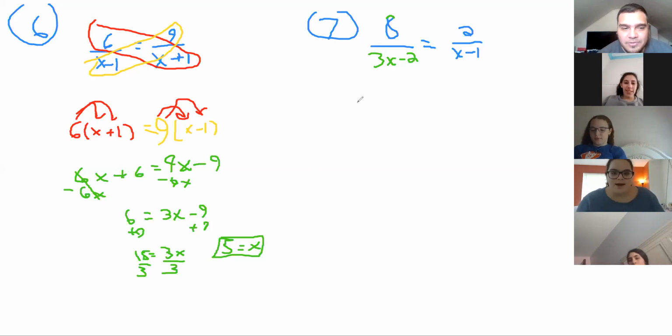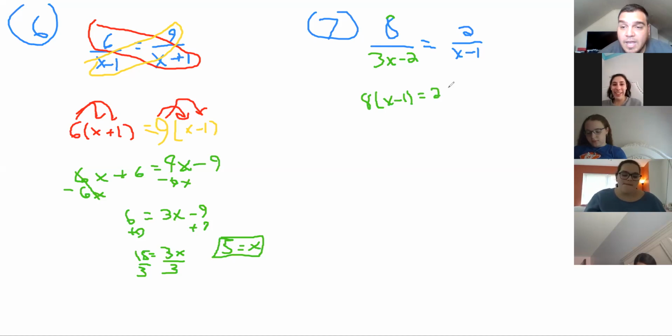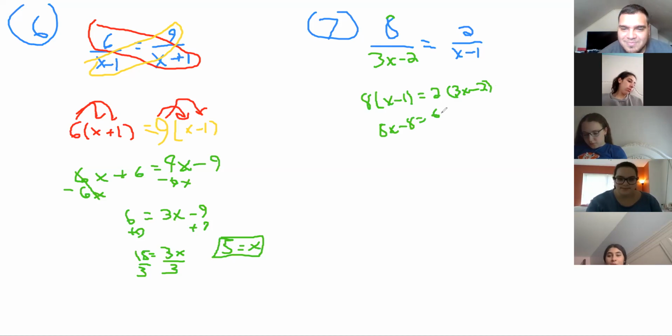Eliza, give me your steps. How did you do it? Is that right? Yeah, that's right. Okay. So first you cross multiply. Good. Go ahead. Then you get 8 parentheses x minus 1 equals 2 parentheses 3x minus 2. I agree. Keep going. Then you distribute, so you get 8x minus 8 equals 6x minus 4. Oh, minus 4. There we go. Awesome. Finish it off.